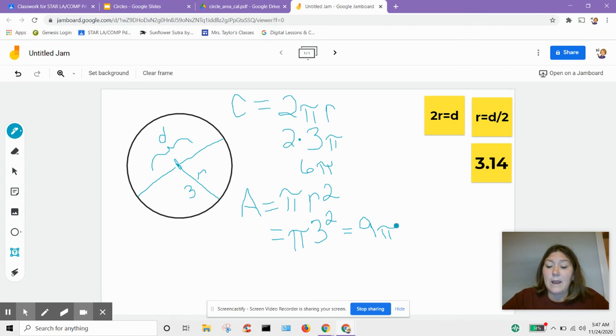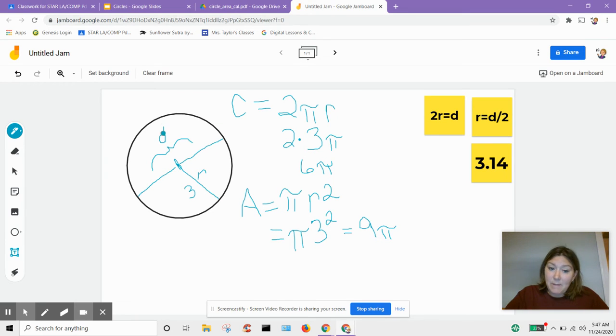Now if I look at the answer choices and the answer choices have a decimal for all the answers, well, then I'm probably going to have to multiply 9 times 3.14. But if I look at my answer choices and all my answer choices have pi in it, then I can just leave it like that. Okay, so that's the basics.